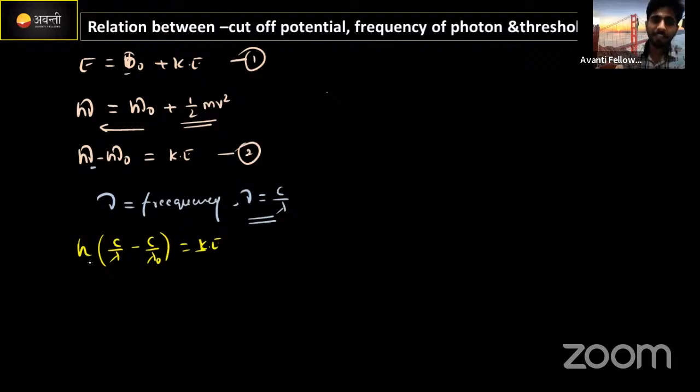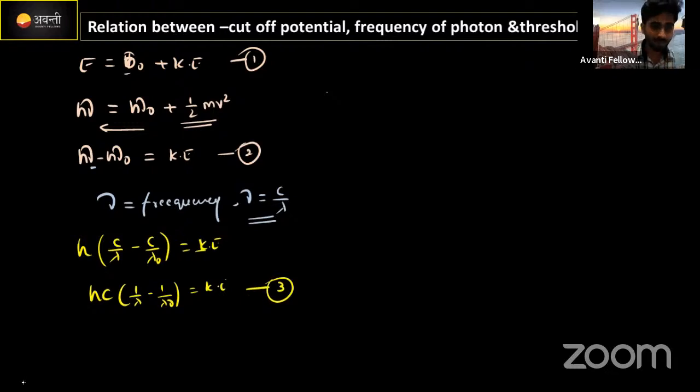Okay, next. Here take c common again. Then the value will become hc into 1 by lambda minus 1 by lambda naught is equal to kinetic energy. Call this equation number 3. Okay, we got 3 equations. And one more point I want to tell you here.